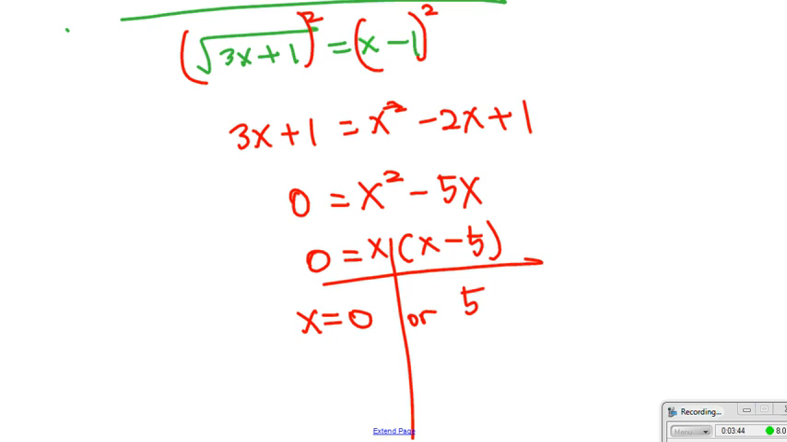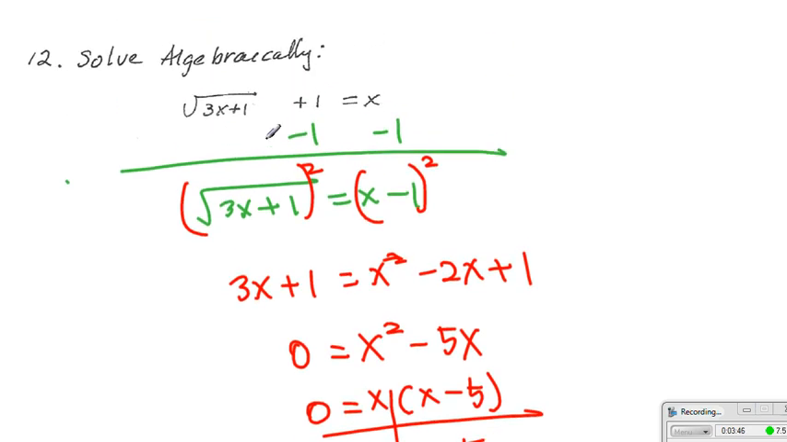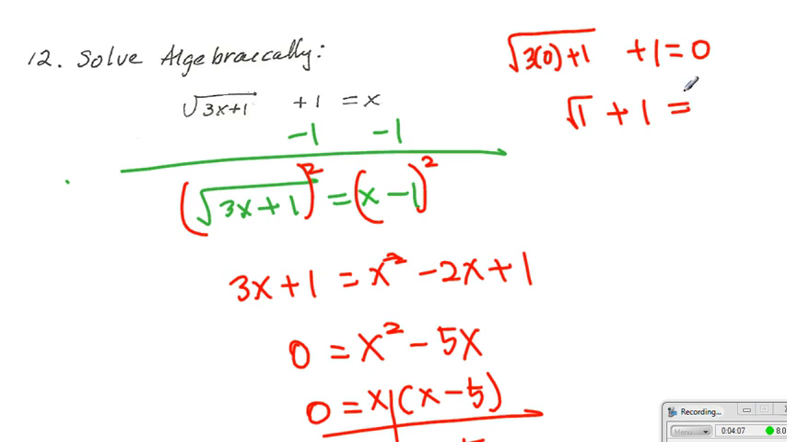Now, what we want to do is check these values in the original expression. What if x was equal to 0? Then we end up getting 3 times 0 plus 1 within the radical, plus 1, equals 0. Here we end up getting radical 1 plus 1. In fact, that's not equal to 0. So therefore, 0 has to be rejected.